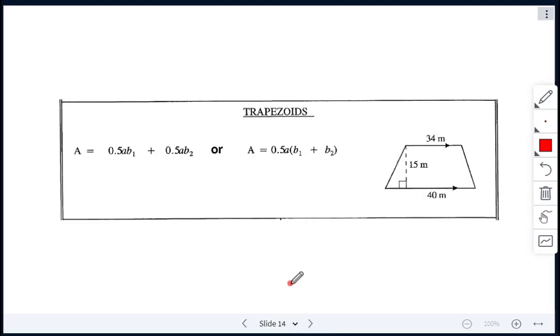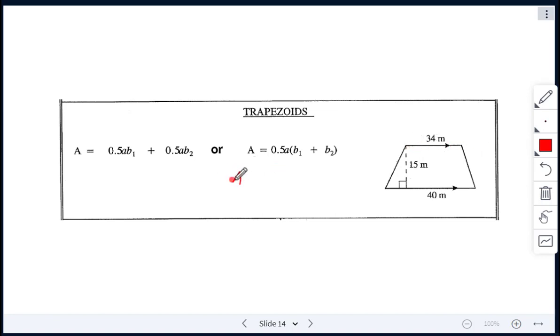All right, next is trapezoids. There's two different formulas that can be used. 0.5 AB1 plus 0.5 AB2. You can use this formula, or you can use this one, which is 0.5a, and then in brackets we have b1 plus b2. I usually prefer this formula for trapezoids. Again, a represents altitude, b1 is this base, b2 would be this base.